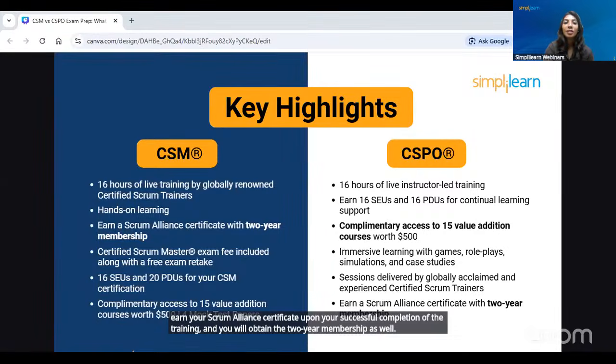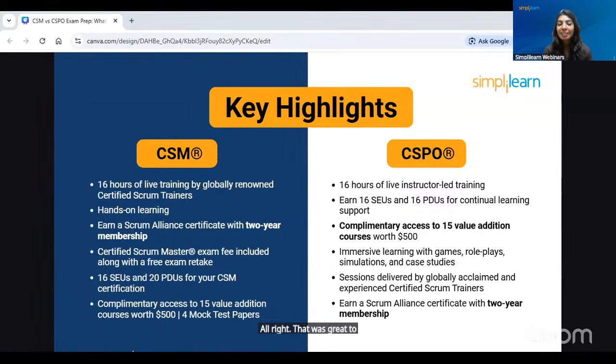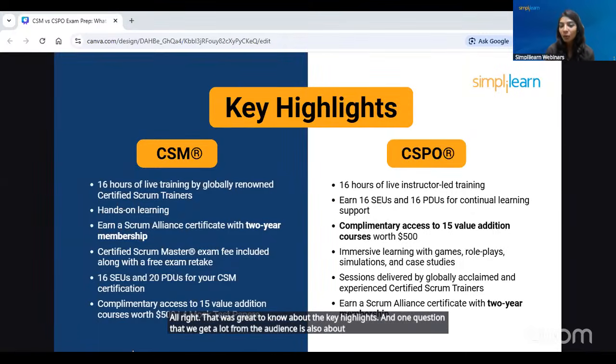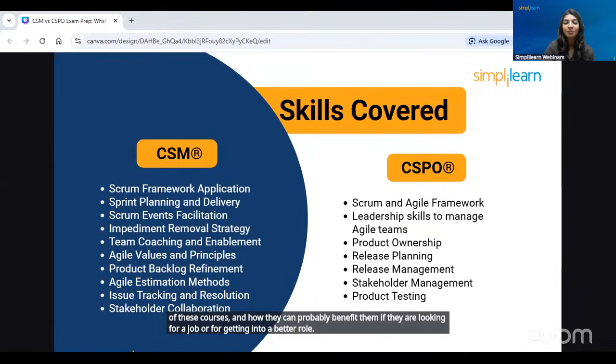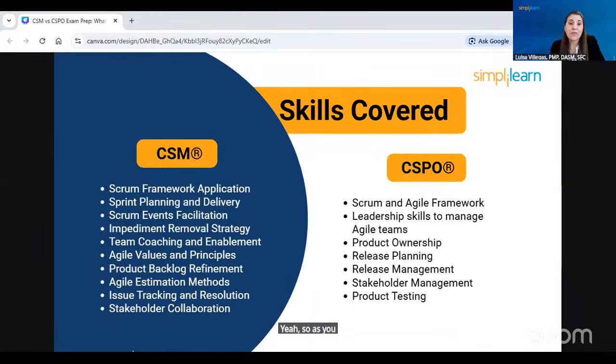Right. That was great to know about the key highlights. And one question that we get a lot from the audience is also about the skills covered as a part of these courses and how that can probably benefit them if they are looking for a job or for getting into a better role.